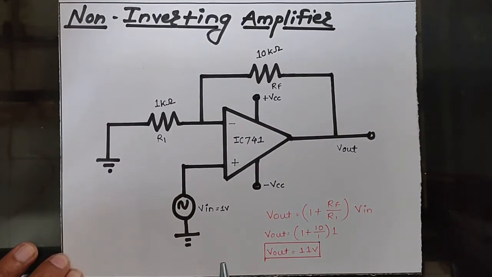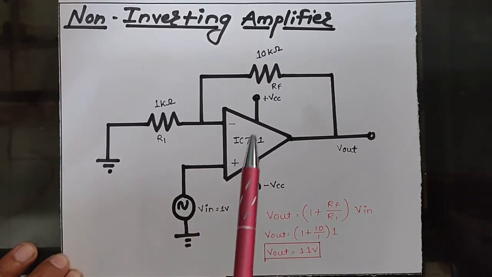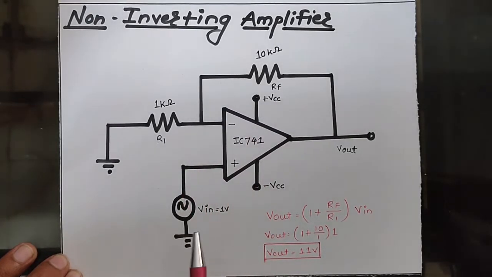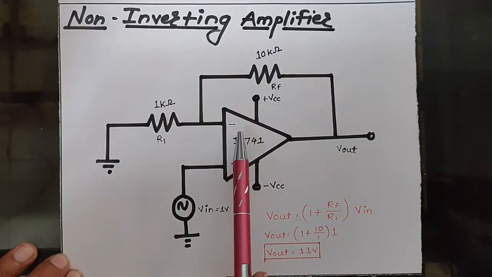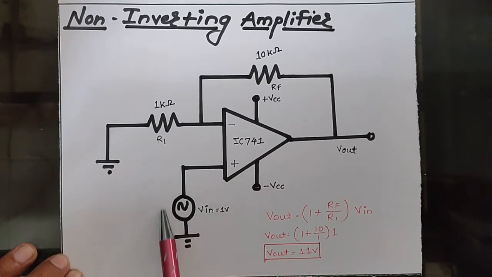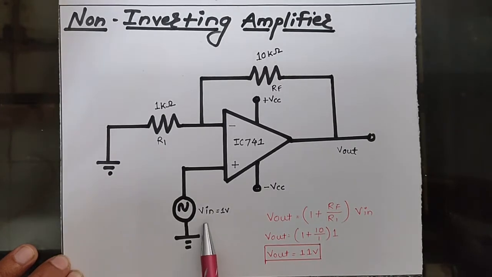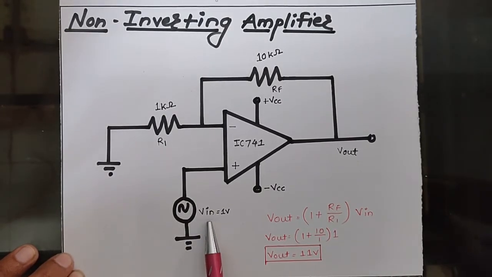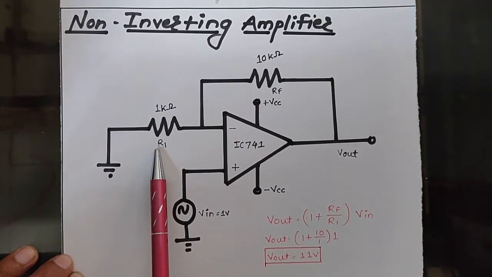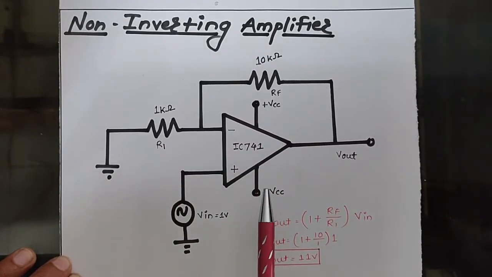If you see the circuit, first of all we will require one IC741, that is the op-amp IC, then one feedback resistor, that is RF, and one input resistor, that is R1. Here your inverting input terminal is grounded and we are going to apply input to the non-inverting input terminal. Suppose your applied voltage equals 1 volt, the input resistor equals 1 kilo ohm and the feedback resistor equals 10 kilo ohm.